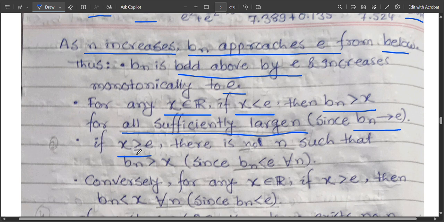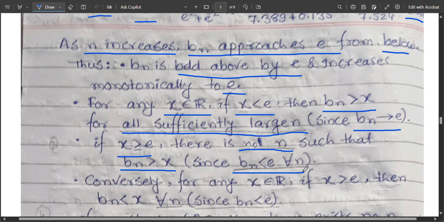If x is greater than or equal to e, then what will happen? There will be no n such that Bn is greater than x. No n will exist for which Bn is greater than x. How? Since Bn is less than e for all n.